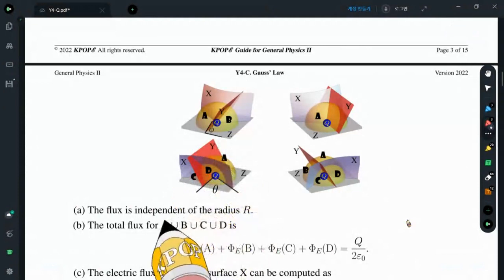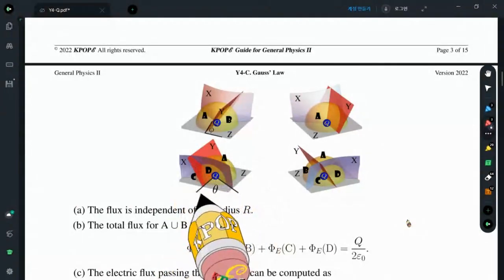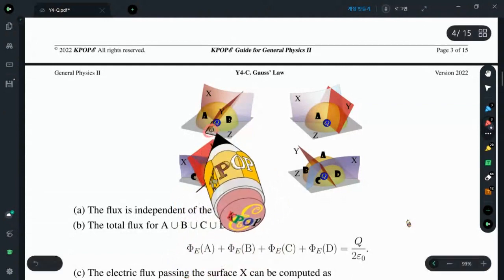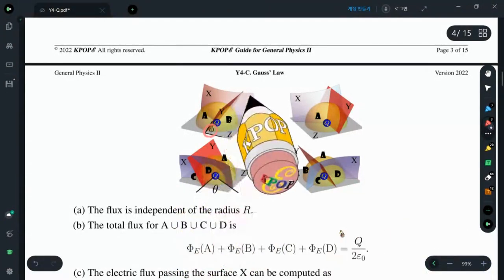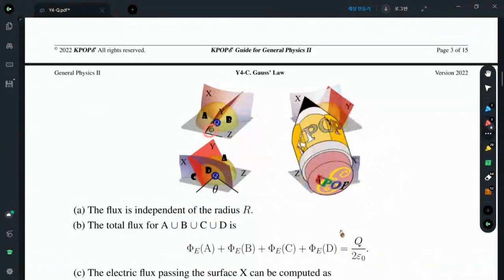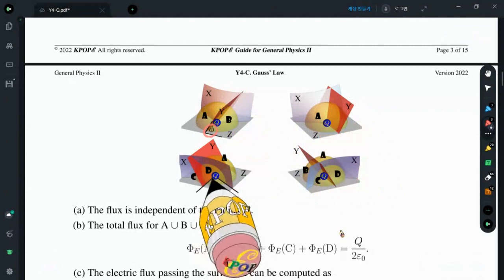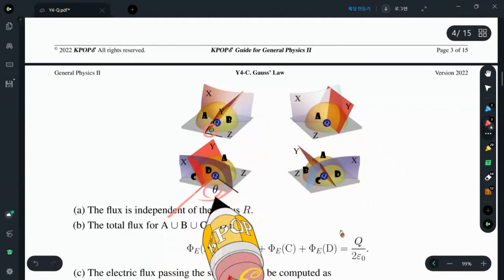This plane passes through this axis, so it determines the azimuthal angle phi. And you find there is a cone. This curved surface is a part of a cone with an angle with respect to z, that is the polar angle theta.